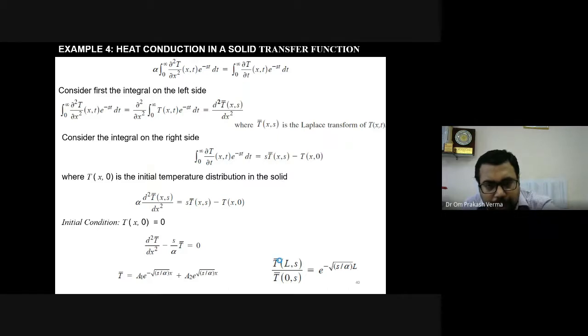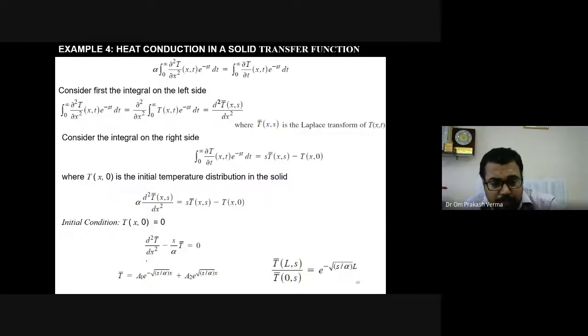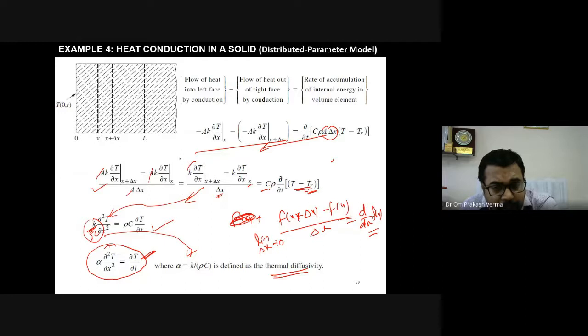Now our target is to solve this equation, or find a transfer function. How will we find the transfer function? Please see: we need to find the temperature at length L and at length 0. So we have to find the temperature T at (L, t) and T at (0, t).